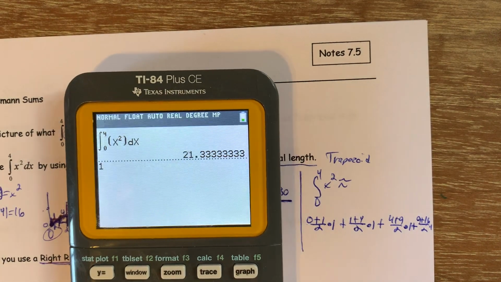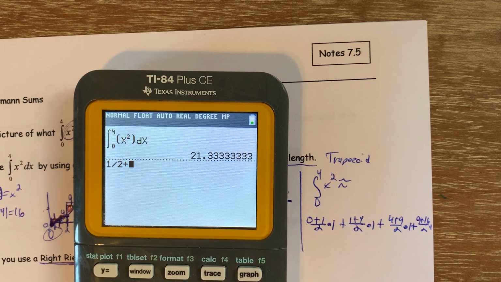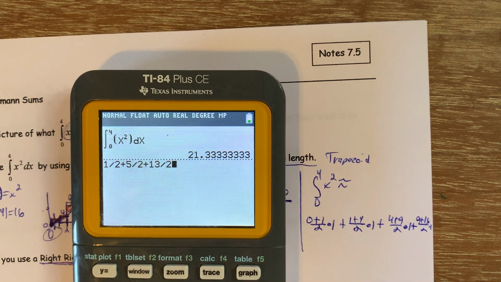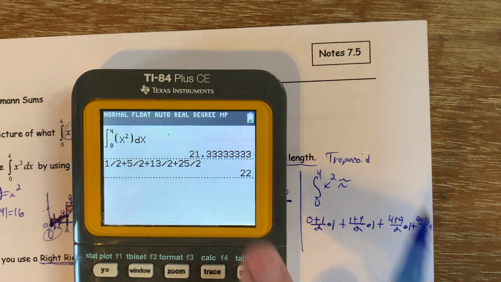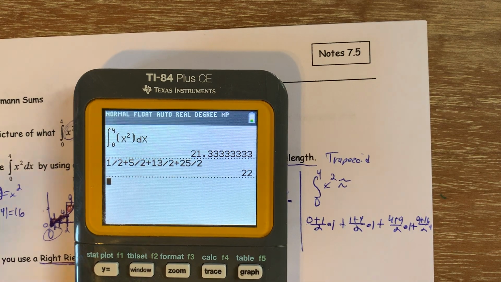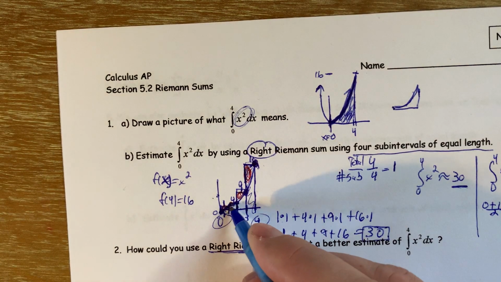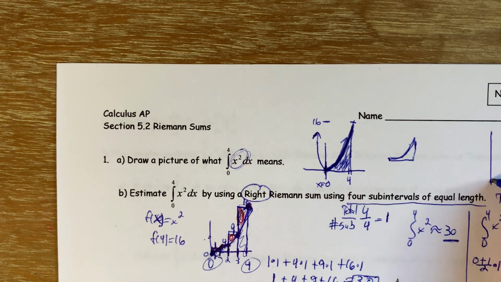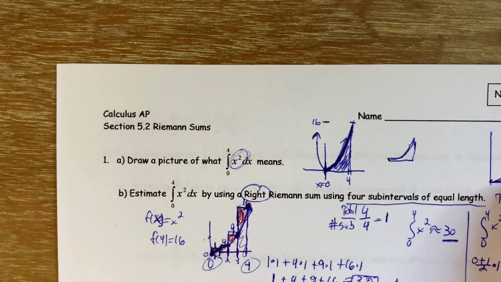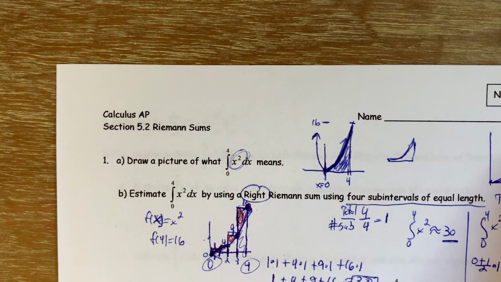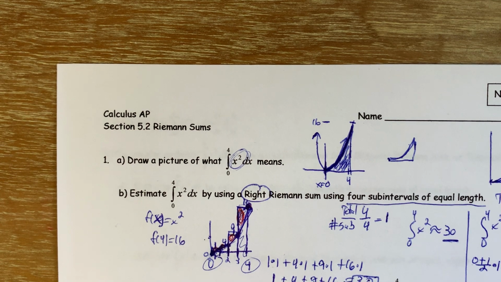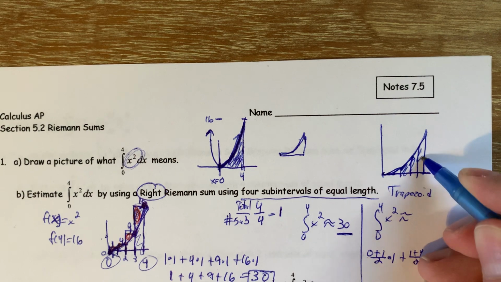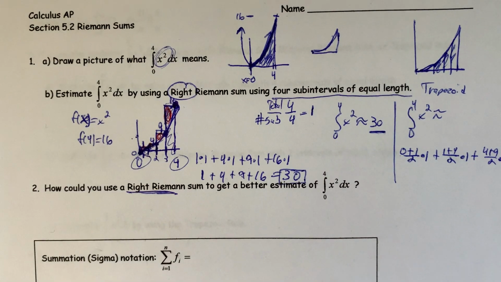Let's see, 1 half plus 5 halves plus 13 halves. I'm just adding these together. It's 13 halves plus 25 halves, 22. I mean, that is a way better estimate. So the trapezoid rule is such a better estimate. As you can see, just look at how this looks. If you're doing x squared and you do the trapezoid rule, this is what our estimate looks like. It's a slight overestimate, but it's not far off. This is just a way better estimate if we make trapezoids. But that's not what we're going to be about today.